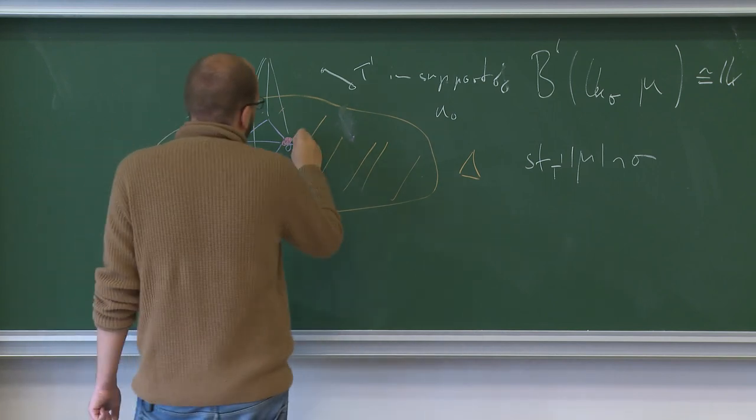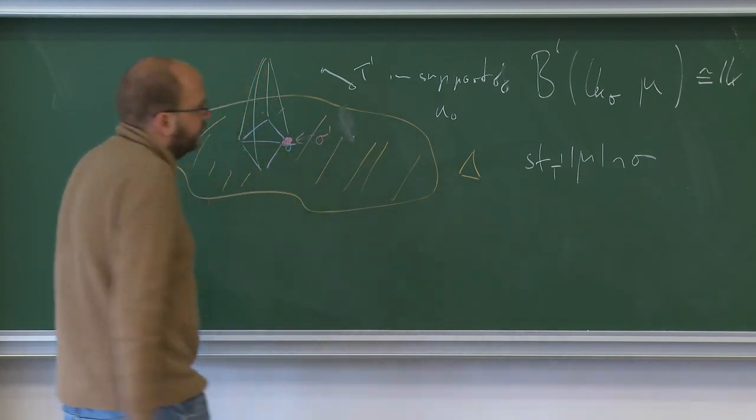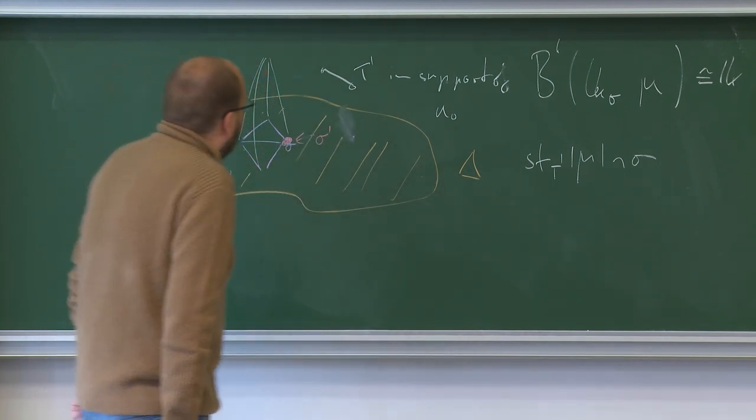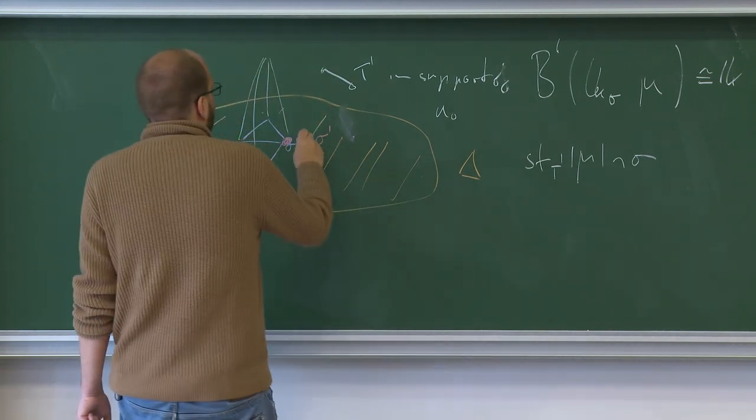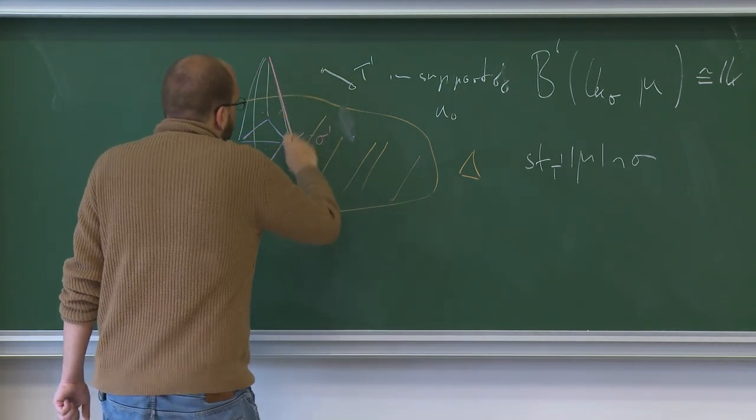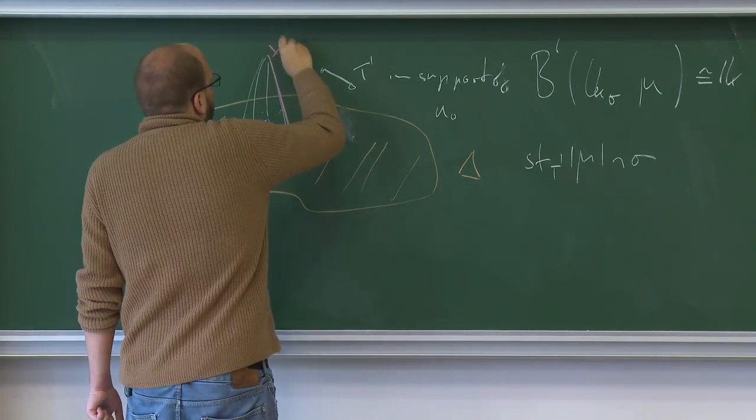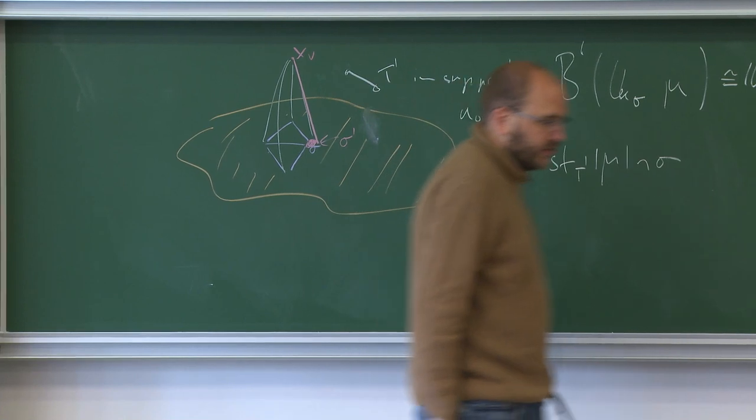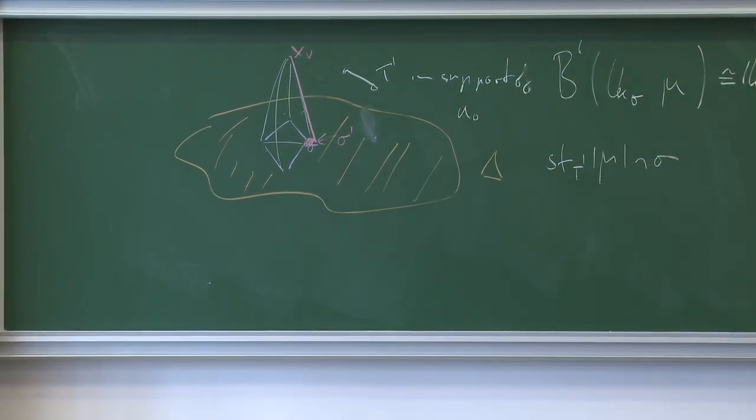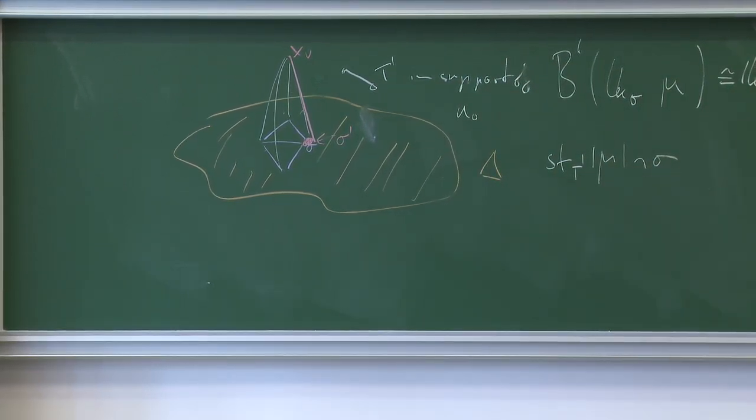So this is sigma prime. Right? And now what I can do is look at sigma prime and extend it to the interior by multiplying with a monomial corresponding to an interior vertex. So a vertex of mu not in delta.